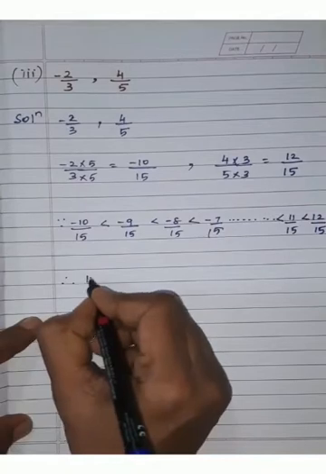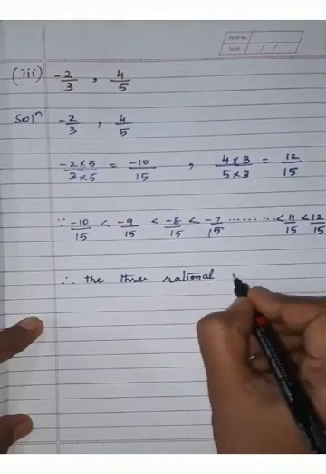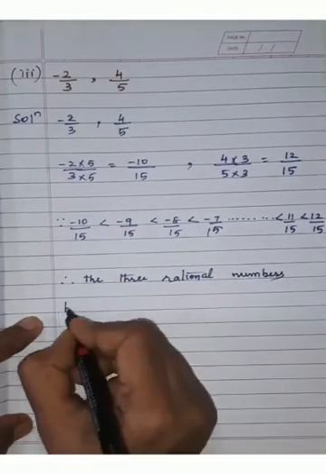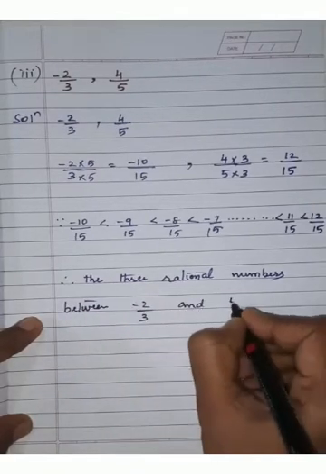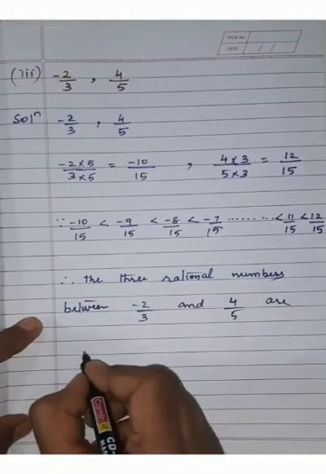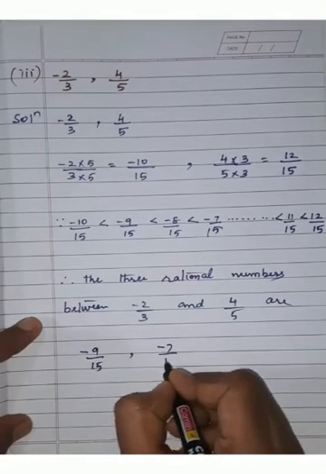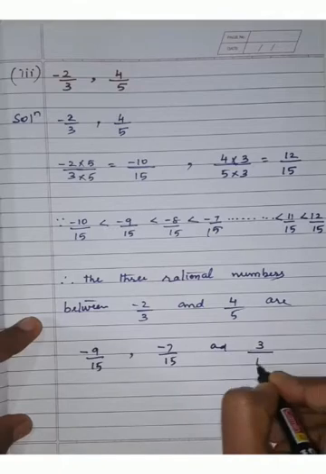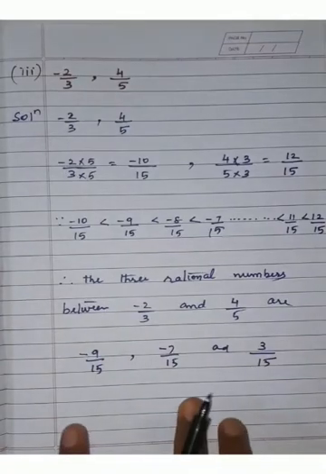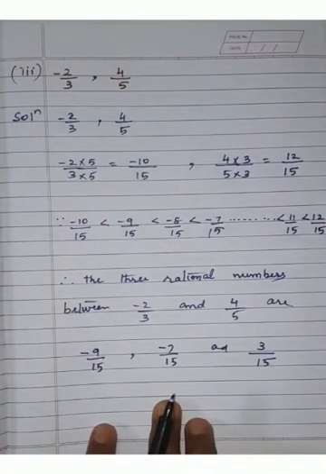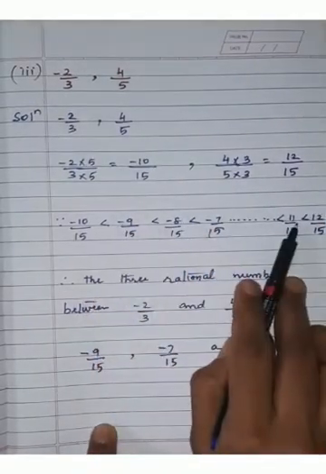So we will be writing, therefore, the three rational numbers between minus 2 upon 3 and 4 upon 5 are minus 9 upon 15, minus 7 upon 15 and 3 upon 15. Within these numbers we have to write; we don't have to go beyond this. Okay. The numbers I have written may not be the same for you. You can write any three numbers between these numbers. Followed, children?